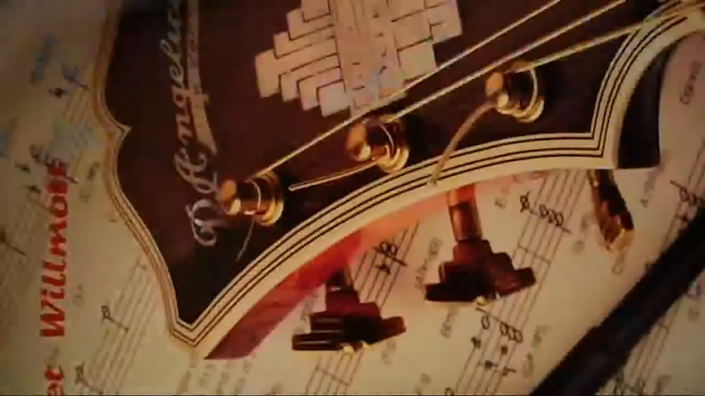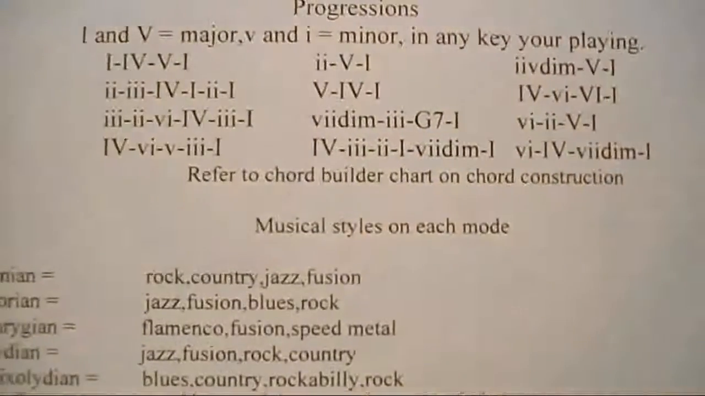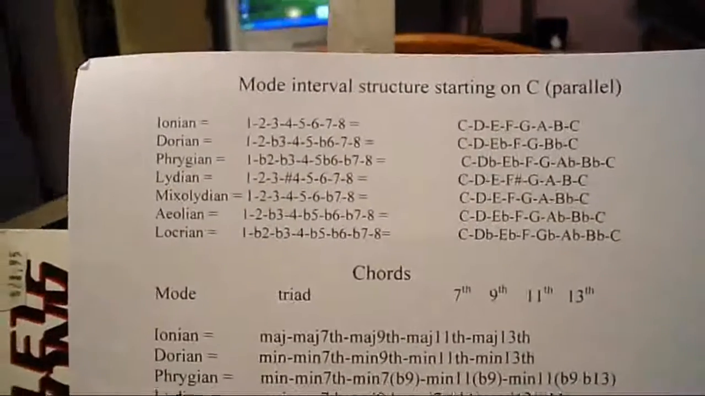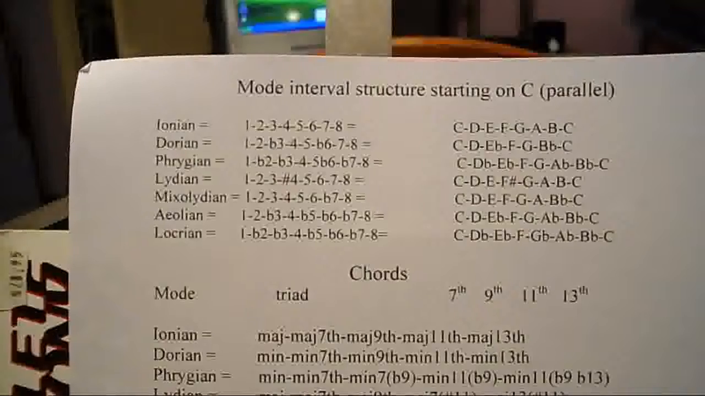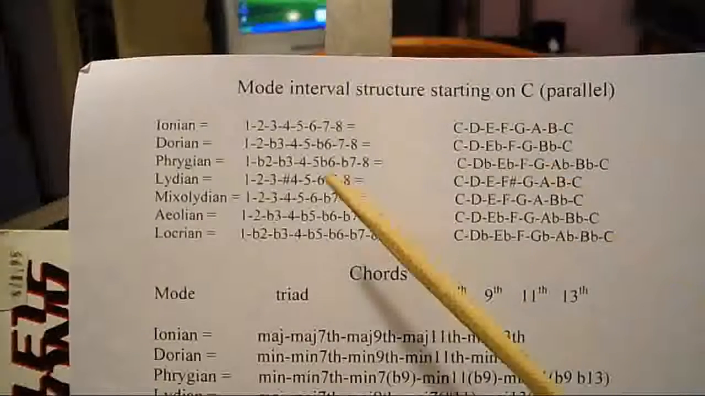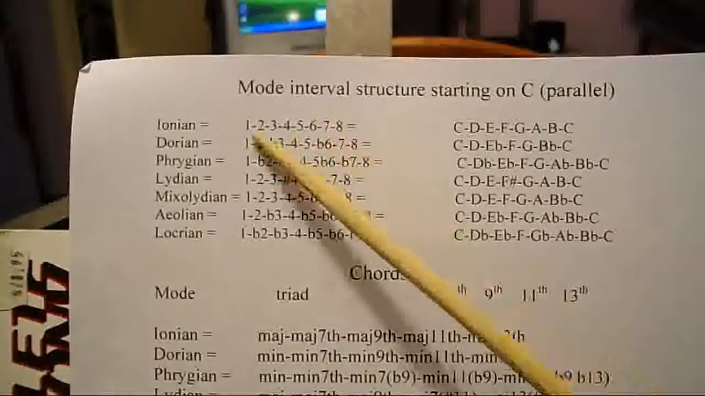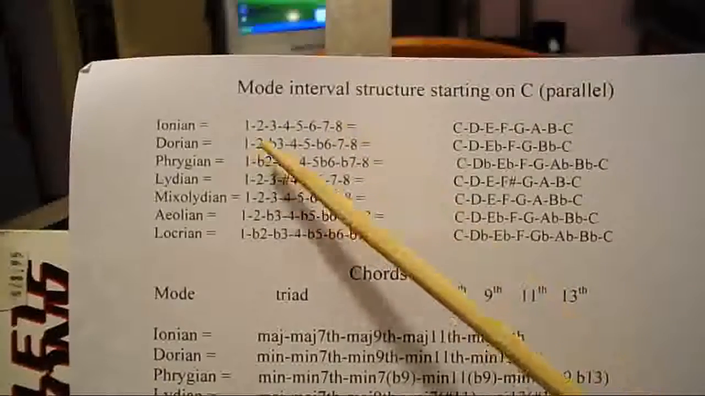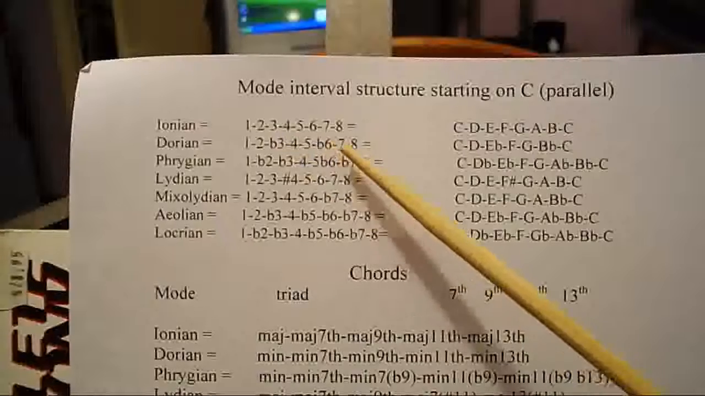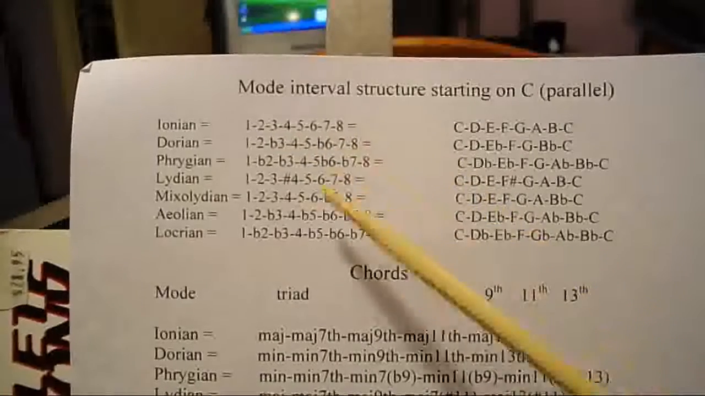So the next chart here, we'll look at the C major scale and all its modes starting on C as a parallel sense. So the C Ionian or C major, no sharps, no flats. The D Dorian would have a flatted 3rd and a flatted 7th. If you're playing this all in C.